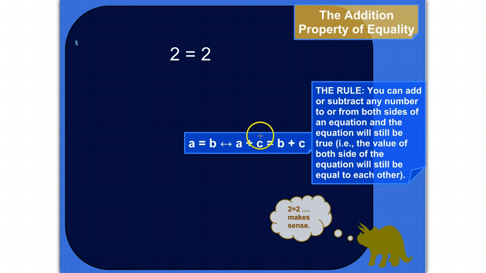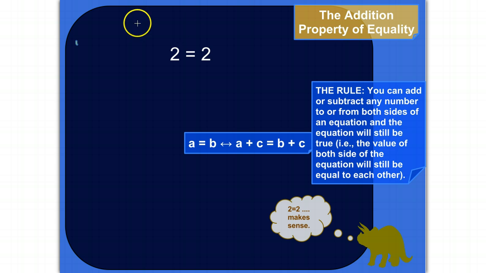So if I were to write this in math language, I would say the addition property of equality says that A equals B is equivalent to A plus C equals B plus C. Put that in English and you get something like: you can add or subtract any number to or from both sides of an equation and the equation will still be true.